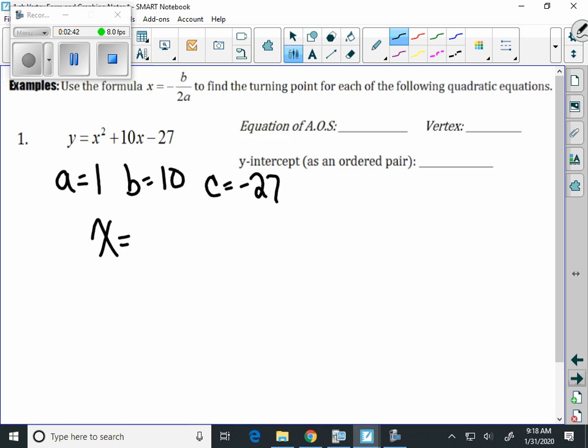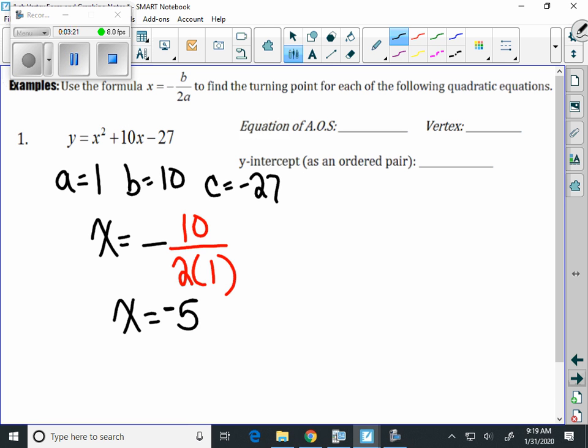We put them back into the formula x equals the opposite of b. Our b value in this is 10, divided by 2 times a. That's what's going to go in the bottom of our formula. And then what we're looking for is that value. If you need to, you can type that in your calculator. What we end up with is x equals negative 5. 10 divided by 2 is 5, and there's a negative.